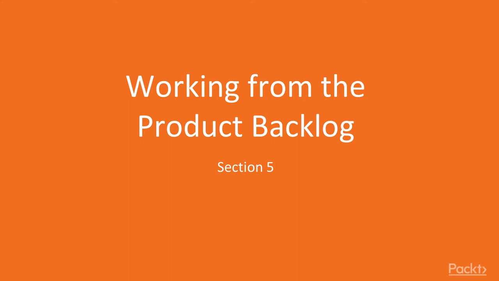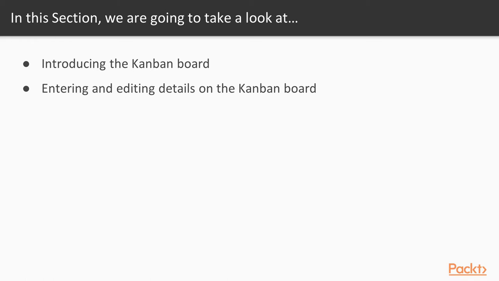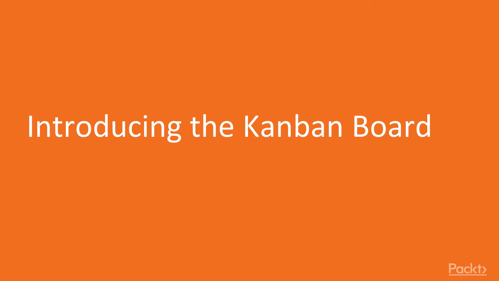This section is called Working with the Product Backlog. We're going to take a look at introducing you to the Kanban board, entering and editing details on a Kanban board, customizing columns on the Kanban board, recording the definition of done, which is really important, and lastly, understanding the cumulative flow diagram. So with that, let's go in and introduce you to the Kanban board in TFS.